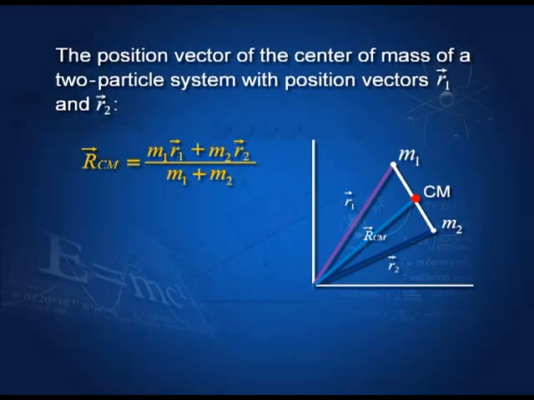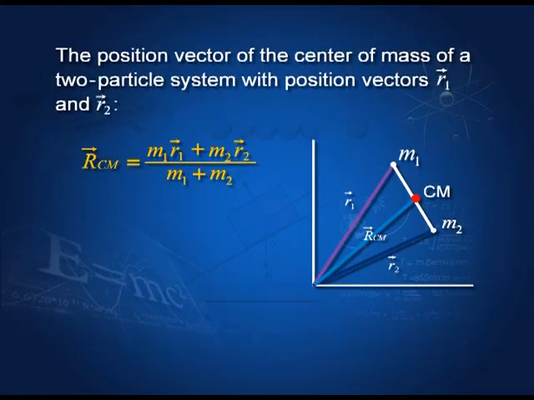We have two particles here, m1 and m2. Their position vectors referred to a certain origin are r1 and r2, and the center of mass is somewhere between m1 and m2. The position vector of the center of mass, capital R, RCM, is m1 r1 plus m2 r2 divided by m1 plus m2.